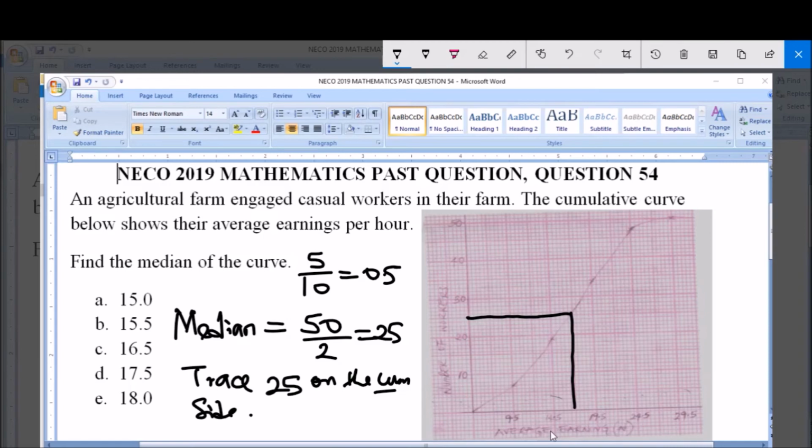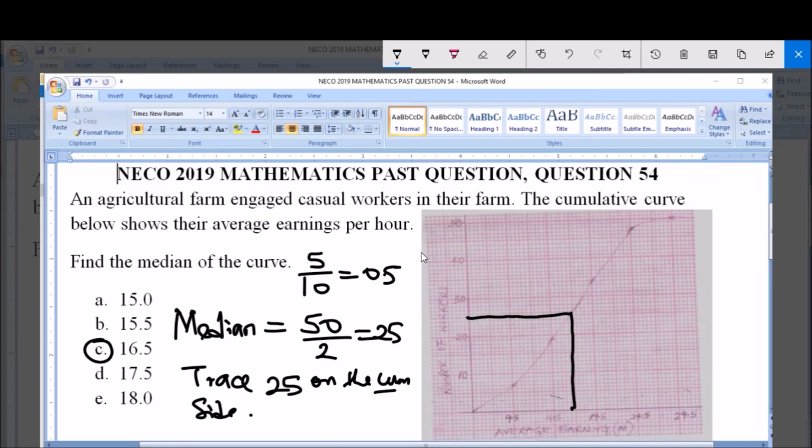This is the value. Now let's calculate. We have 14.5 here, so here will be 15, 15.5, 16, and we have 14.5, 15, 15.5, 16 and 16.5. So 16.5 here is the value for the median of the curve. 16.5, and that is option C.